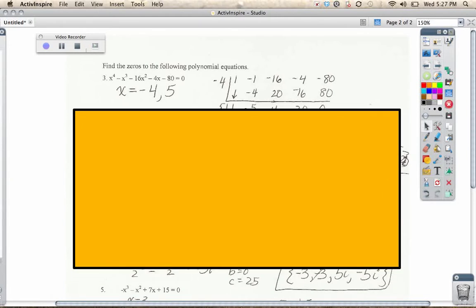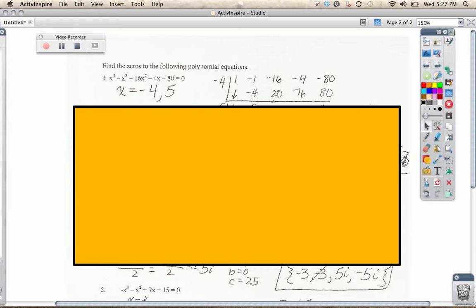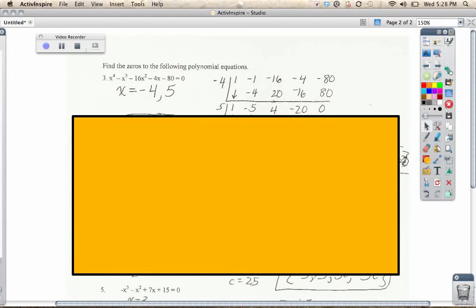Okay, synthetic division is where you take basically the coefficients of the polynomial, the original polynomial, so 1, -1, -16, -4, and -80, and you divide them by the two solutions. So you can first divide by -4. When you do all that synthetic division, you get the result of 1, -5, 4, -20, and 0.